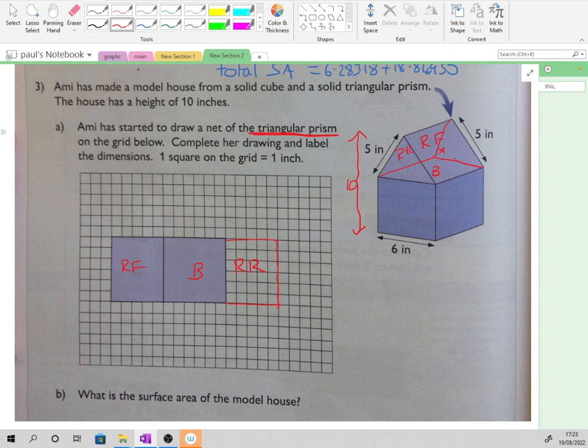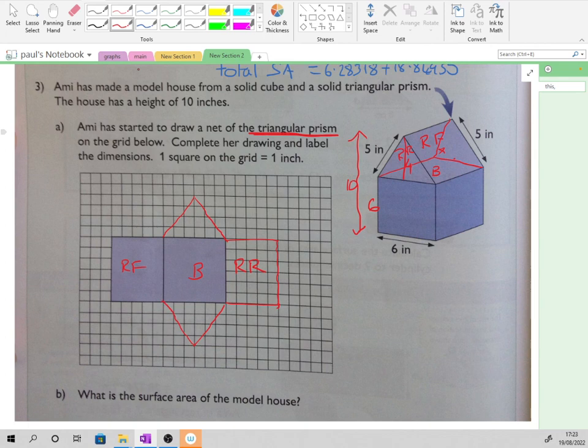Now I want the two triangles coming off of here, and how tall are these triangles? Well, if that is 6 and that is 10, this distance must be 4. So I want from the middle of here, 1, 2, 3, 4. So there, it's a triangle. Oh, this would have sucked up a lot of time in the exam, something like this.